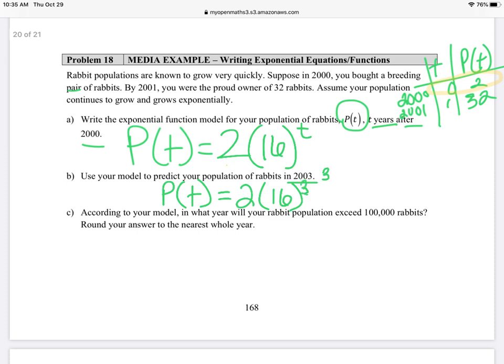And I'm just going to calculate that. 2 times 16 to the 3rd power. And I find out that by 2003, if your rabbits continued the same breeding pattern, you would have 8,192 rabbits, which would be insane.